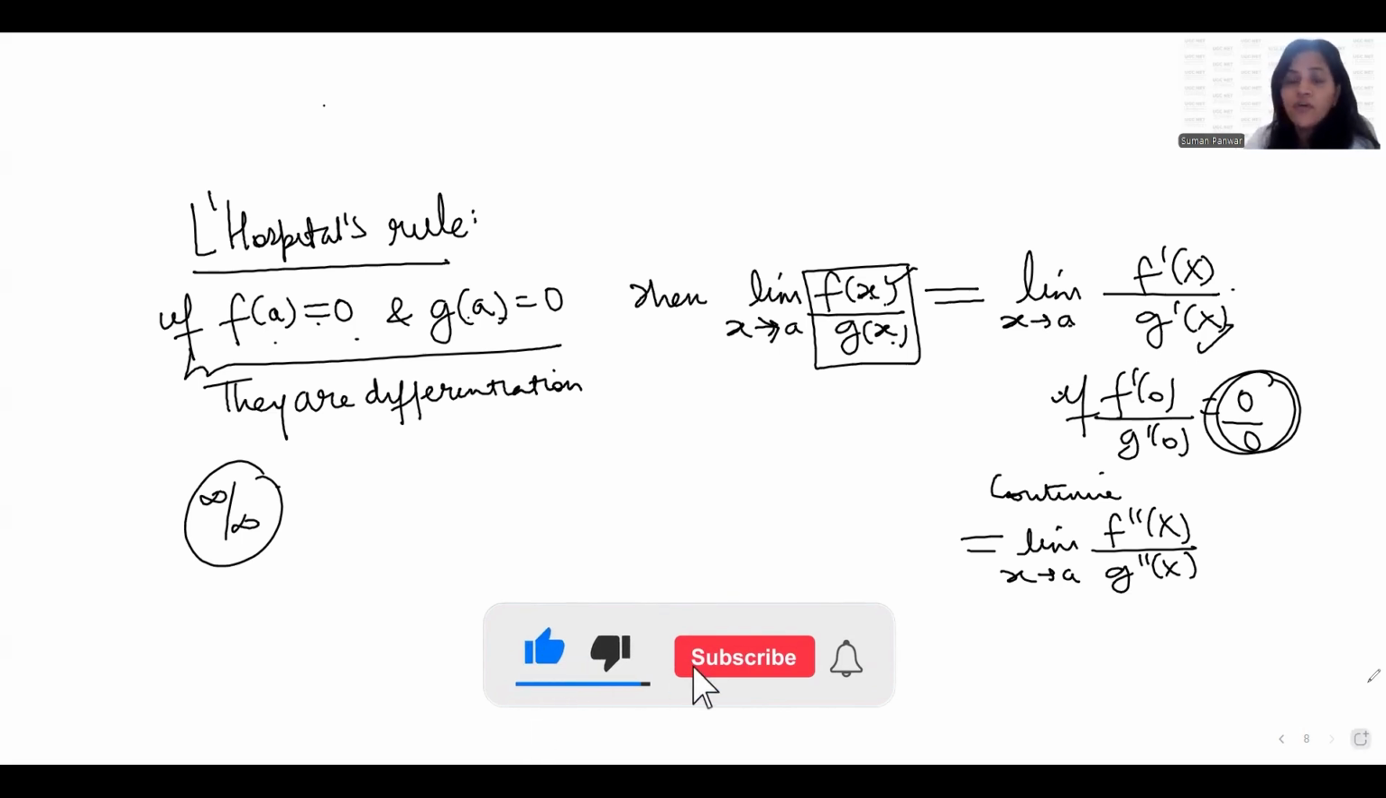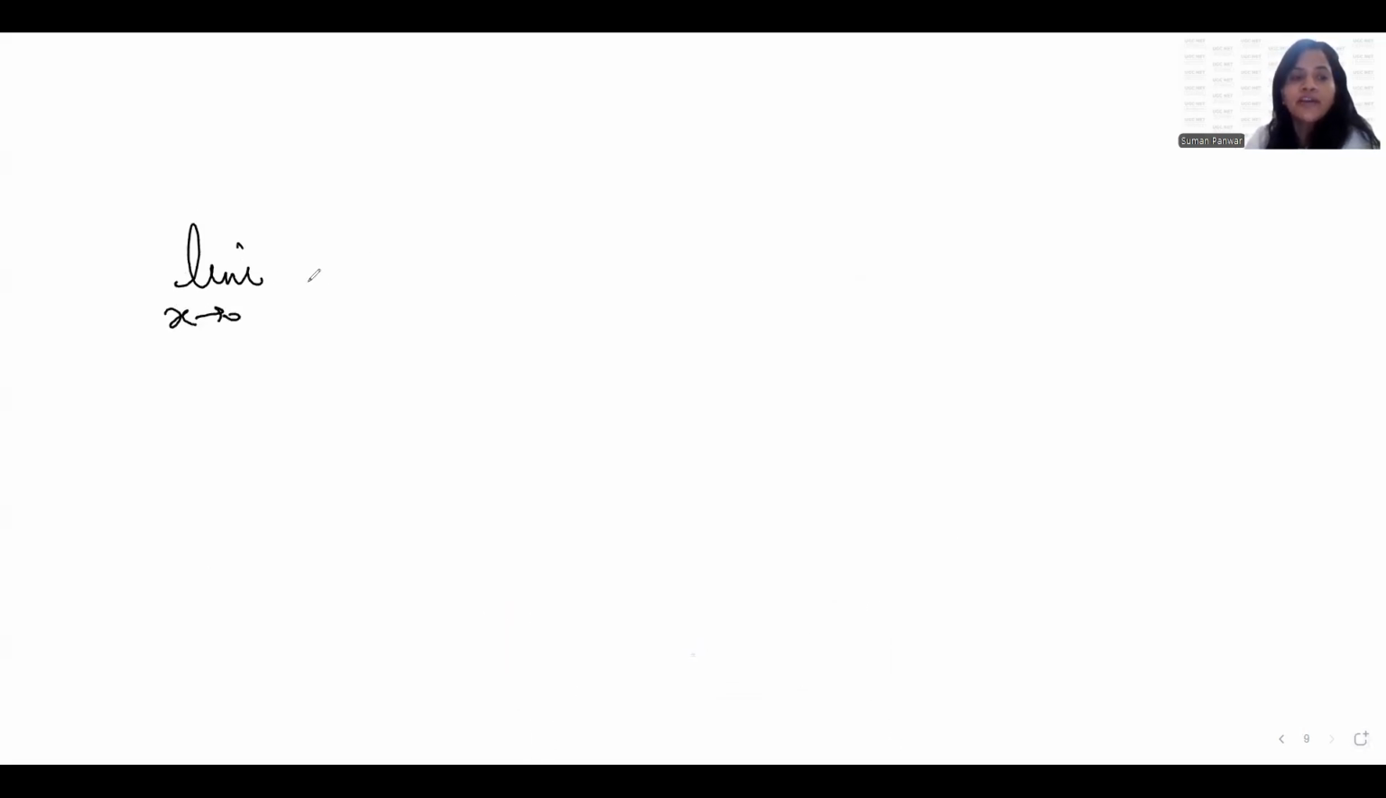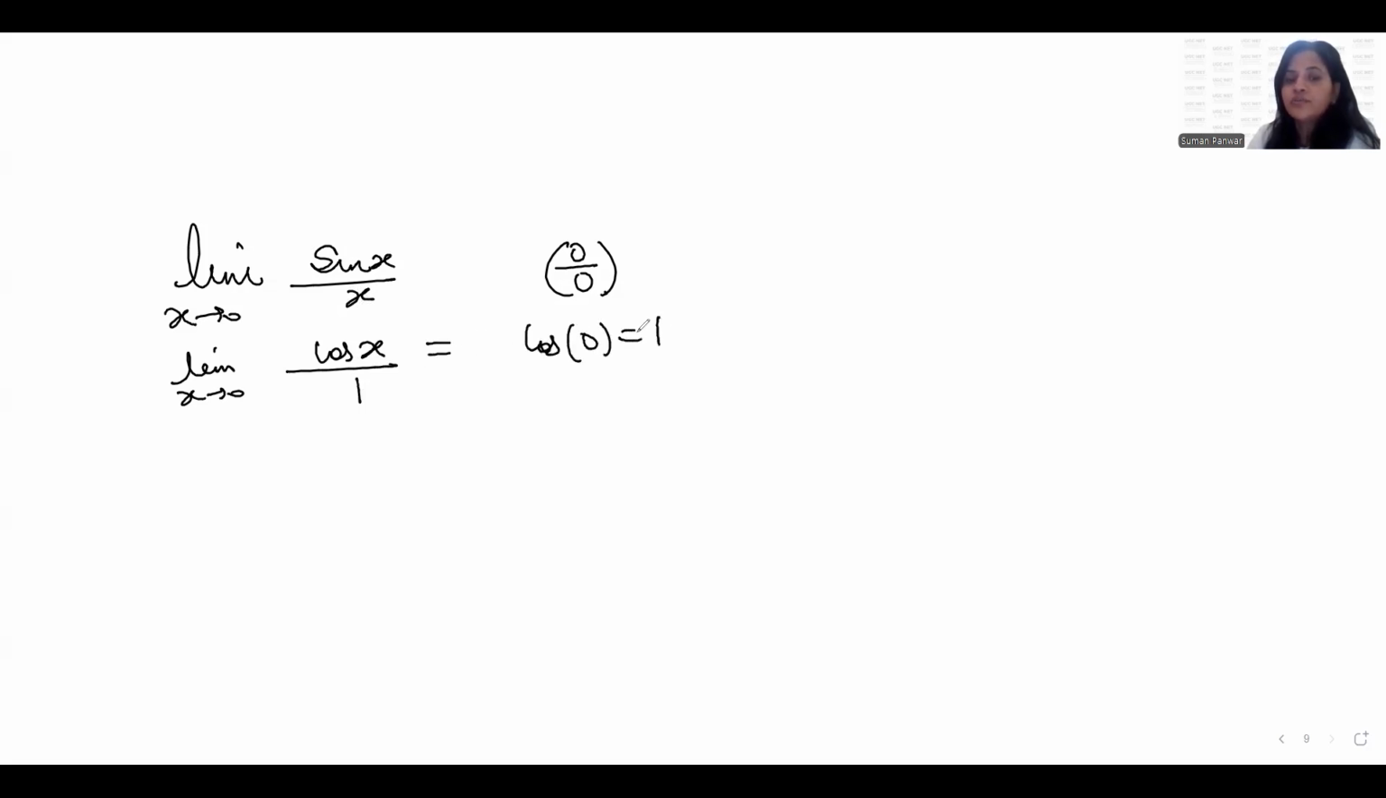Now, for example, you have to calculate limit x tending to 0, sin x upon x. Now, I already told you that it is equal to 1, but how? So if I put x equals to 0, this is 0 by 0 form. So let us try to differentiate the numerator. The derivative of sin x is cos x, and the derivative of x is 1. So now put x equals to 0. Cos 0 is 1. So that is the beauty of L'Hopital.